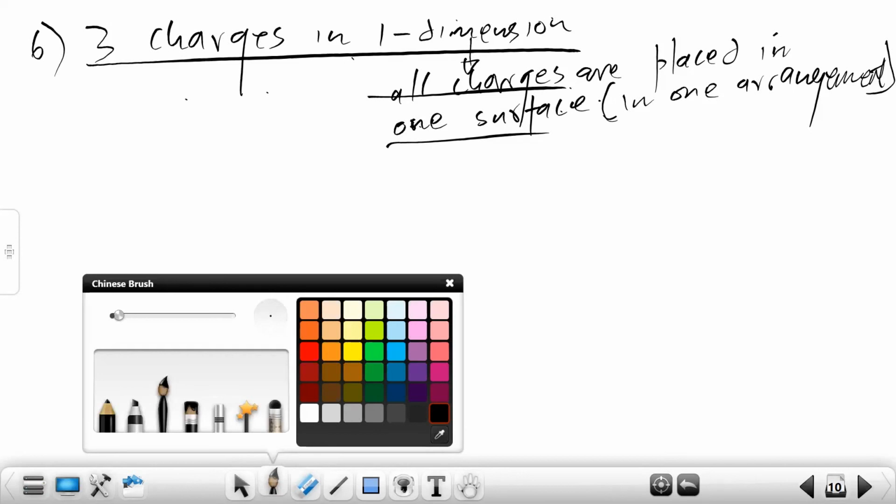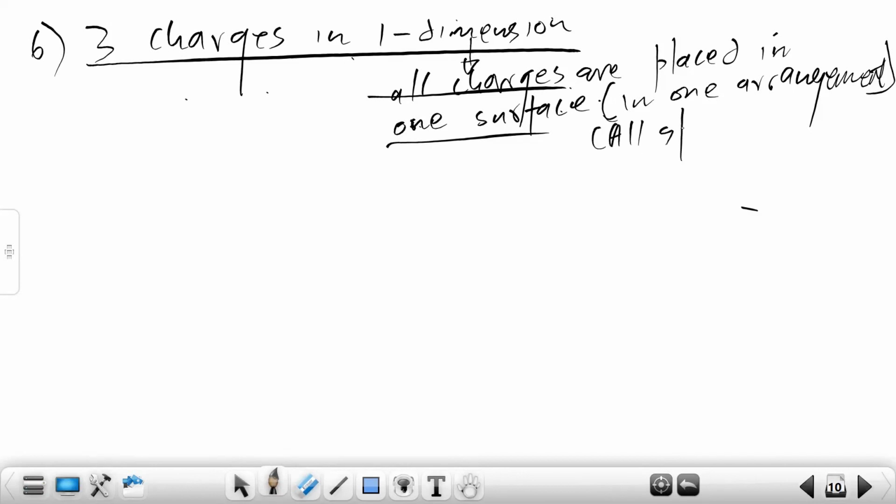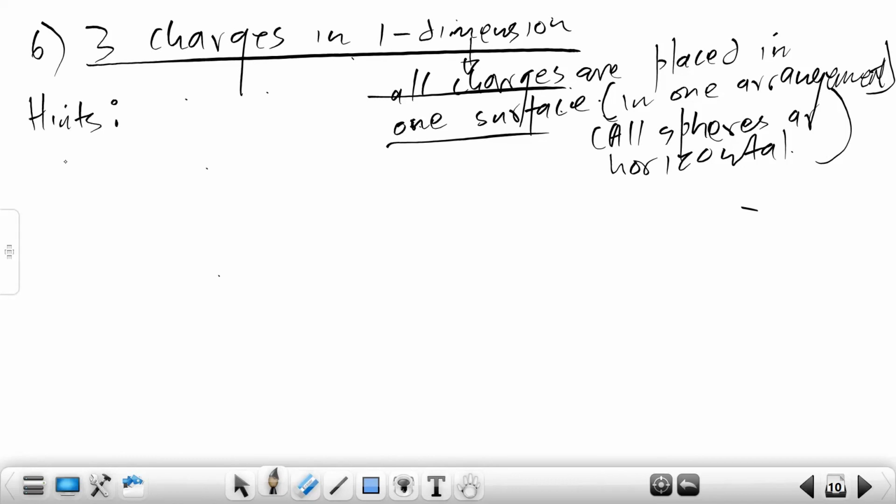All spheres are horizontal. So once I look into the question that is given, and I understand that the three charges I'm working with are arranged in one surface, or have the same arrangement throughout, or all the spheres are horizontal, then it means I can apply the following. As hints for how to work with three charges, the first thing is check the reference charge.